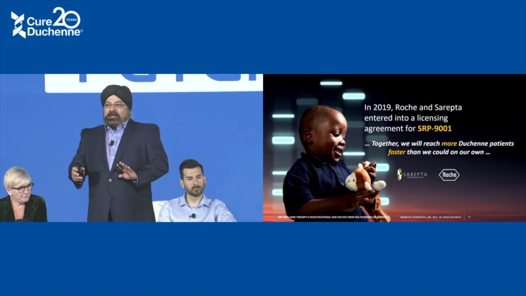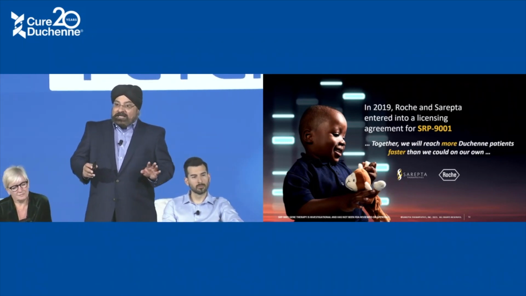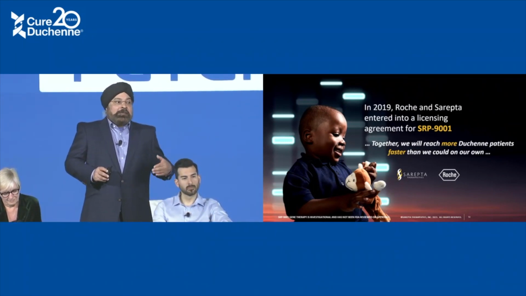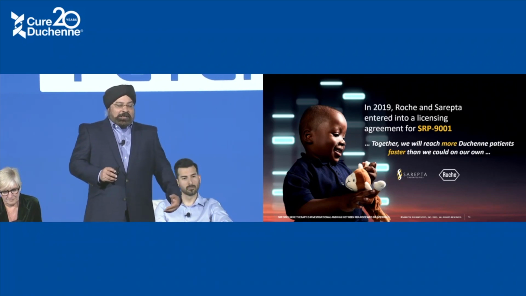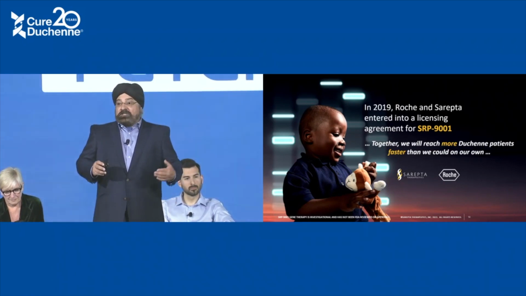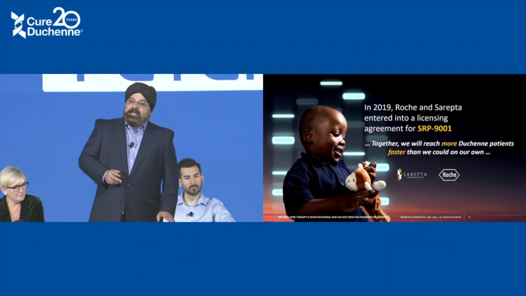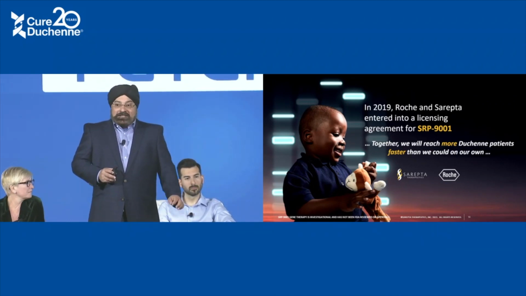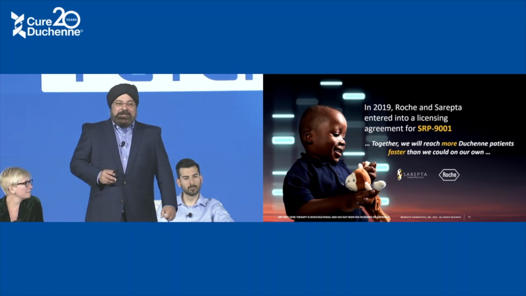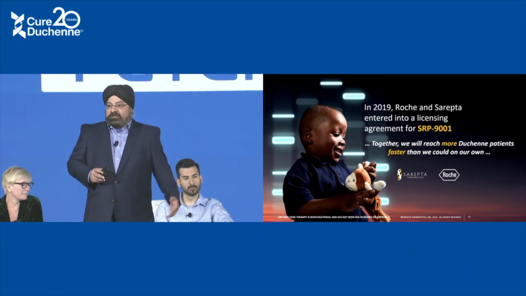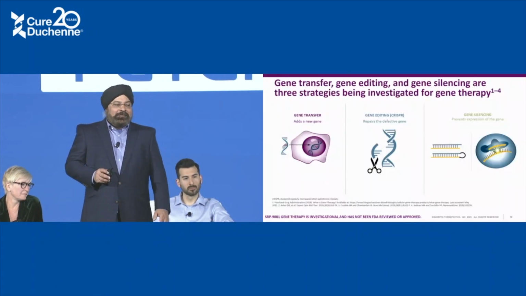So one of the things that I also want to point out is that in 2019, in order to accelerate our ability to develop 9001 and to get it to more patients globally than we could do it ourselves, we partnered up with Roche, and Roche has the license to commercialize 9001 if and when it gets approved outside of the US. So they'll be our global partners for the commercialization ex-US.